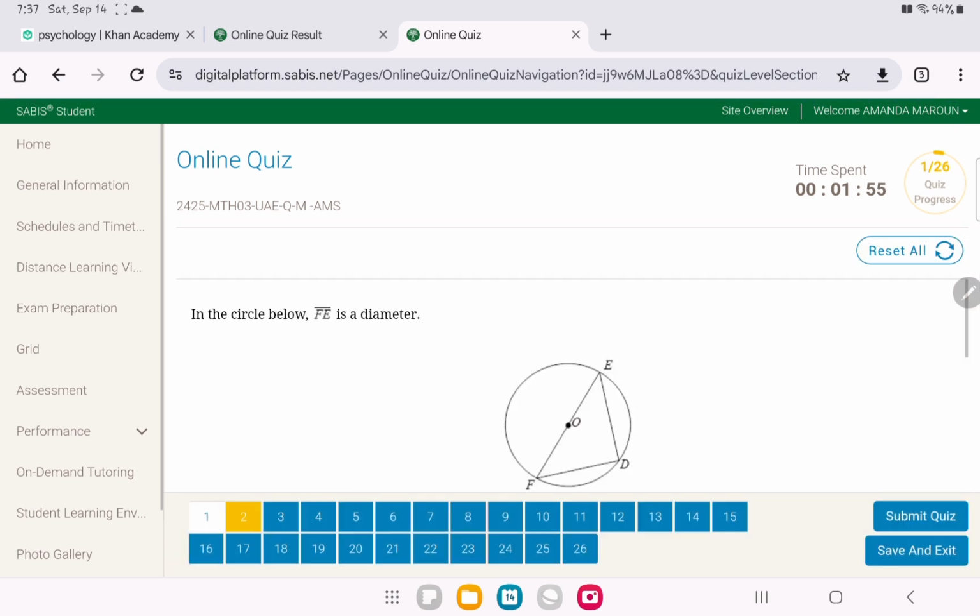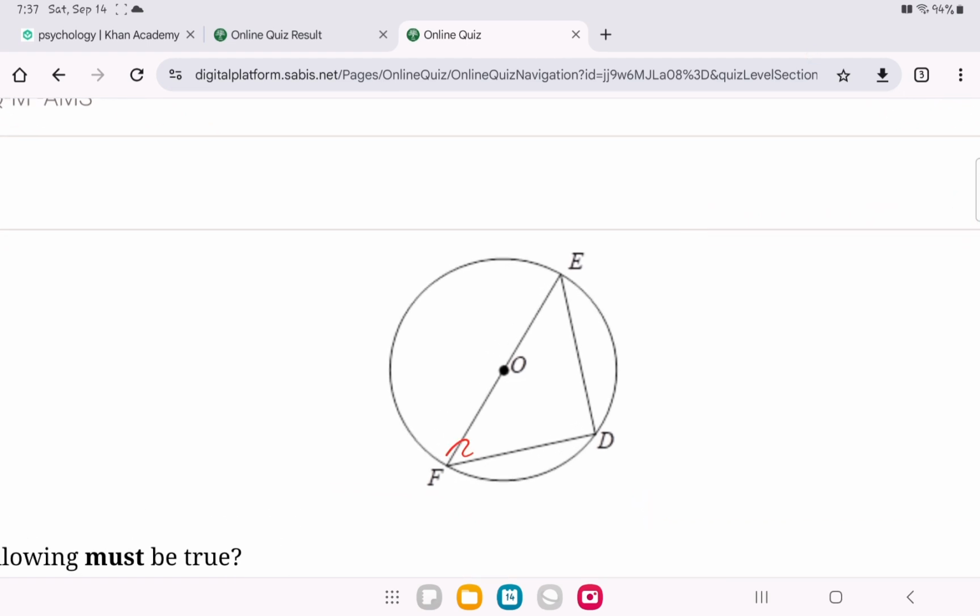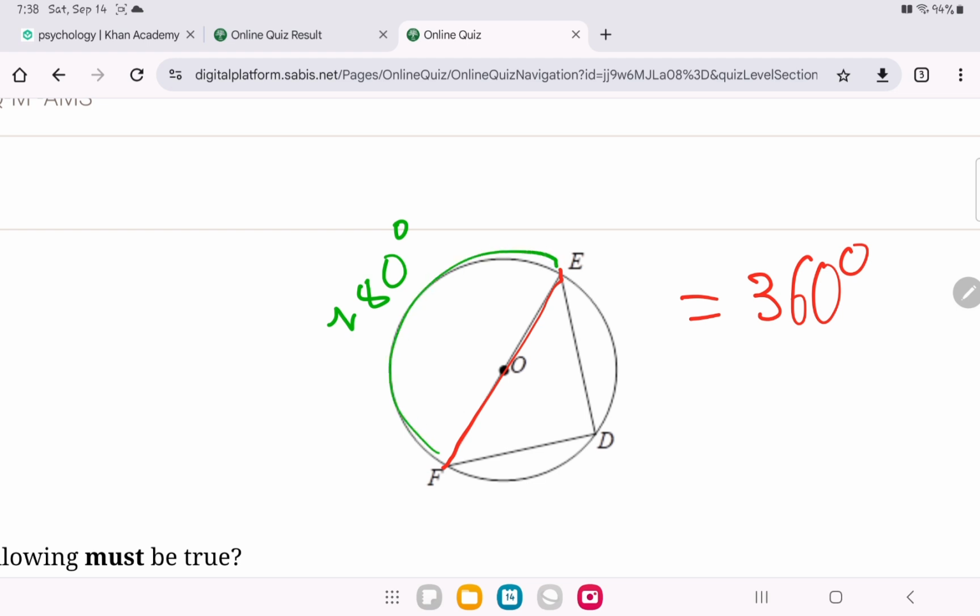Question number 2. In the circle below, FE is a diameter. Now, if FE is the diameter, that means it will cut the circle into 2 semicircles. And we know that in a circle, the measure of the angles is 360 degrees. So if it's cut in half, then this will become 180 degrees.